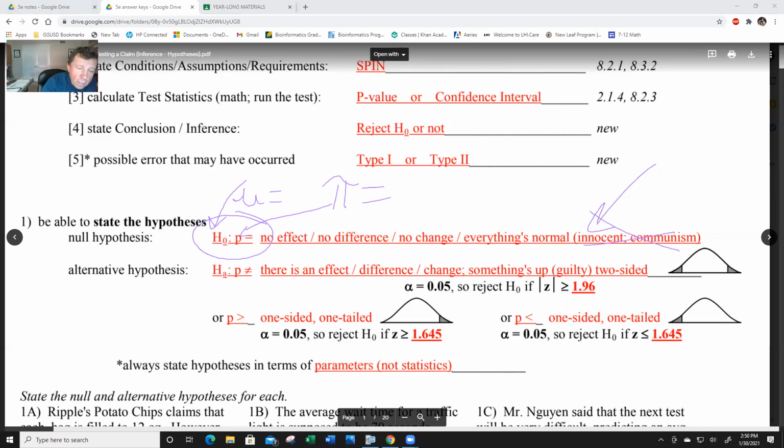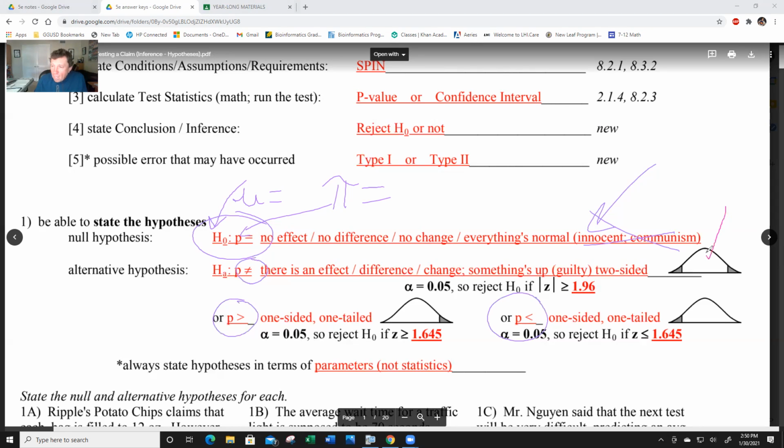You're either going to put not equal to, and the word will be there is a difference. A difference could be more or less. There's a change, etc. Okay. You could put greater than, or you could put less than. Now, there's a lot of details in here, okay? Notice, I'm going to change colors here.